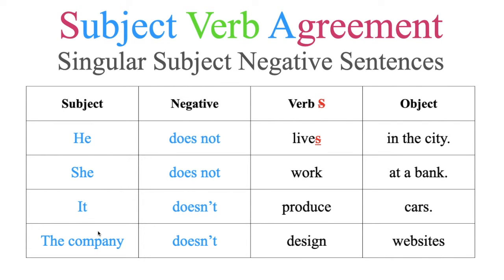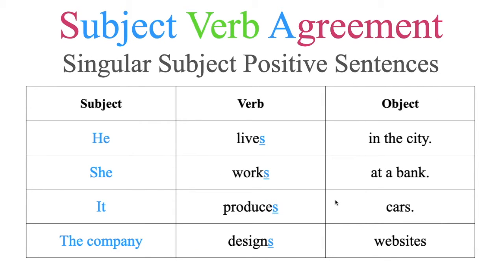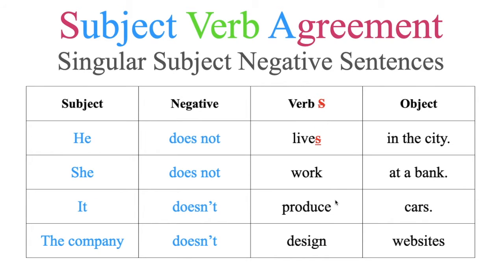Let's look at the same thing now. He, she, it, the company again, but we're going to look at negative sentences. Now, this is where it gets a little bit tricky because the S is taken away. So it starts with he does not live. Not he does not lives. We don't want the S there. He does not live. She does not work. It does not produce. You see here, the S is taken away in a negative sentence. That's the one thing that gets very, very difficult, to go from positive sentences needing the S to a negative sentence without the S.